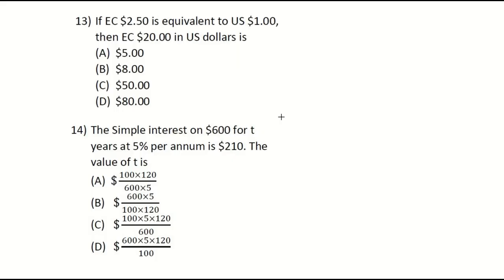Paper 1, consumer arithmetic, number 13 to 20. Number 20, EC $8: the simple interest of 600 for T years. We want to know what T is. T would have been simple interest multiplied by 100. This is supposed to be 120, by the way. The answer is supposed to be 120 by 100 over 600 by 5, which is E.